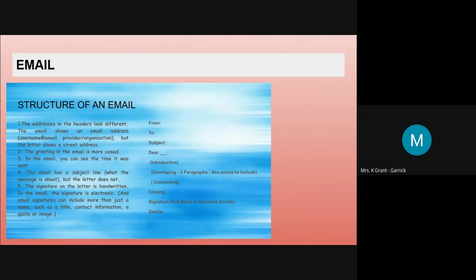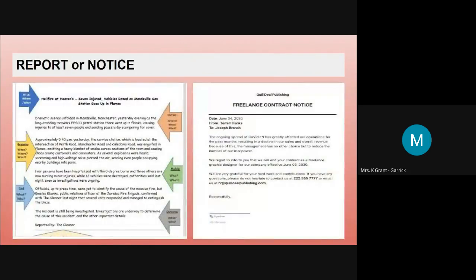And remember, if it's a formal email, which CSEC loves to use, then you're expected to write out your full name. And the details underneath would be the role that you're asked to play. So if you're an agent, you would have agent down there. Business manager, whatever role you're asked to play in the scenario given.